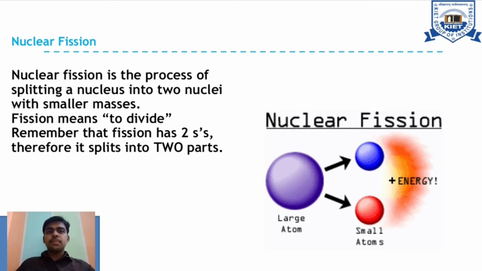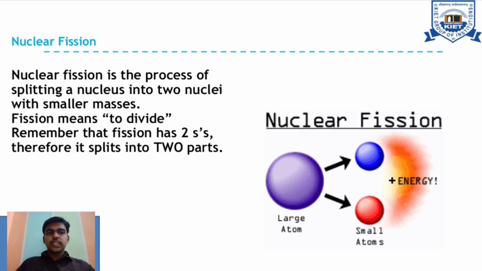This is a very important keyword, because in general when we say splitting, we have to split it and make it two, but how? With smaller masses. There are varieties of mass criteria when discussing protons, neutrons and everything. But in this fission process, the splitting happens into two nuclei with smaller masses. Fission means to divide. So the exact synonym of fission is to divide. We have to remember 2s, that means splits. That is a shortcut for our understanding.